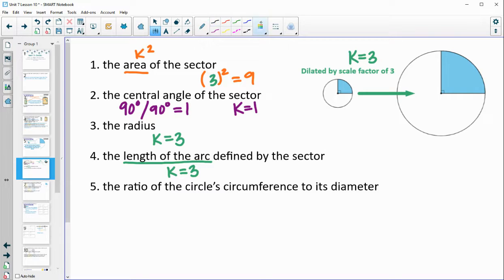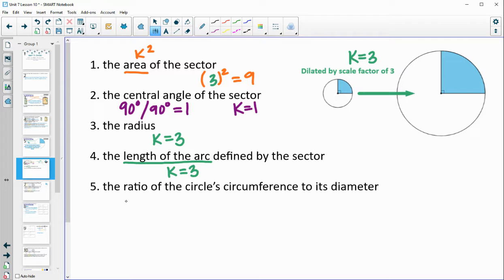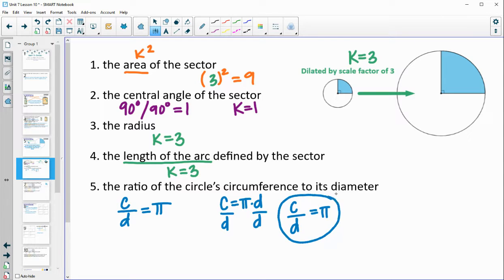And then the ratio of the circumference to the diameter. The ratio, meaning divide. So if we take the circumference divided by the diameter, that's always going to give us pi. And that comes from the circumference formula of pi times diameter. If we just divide both sides by d, every time you do the circumference divided by the diameter, it's going to give you pi, no matter how big or how small the circle is. So the ratio of the circle's circumference to its diameter is pi.